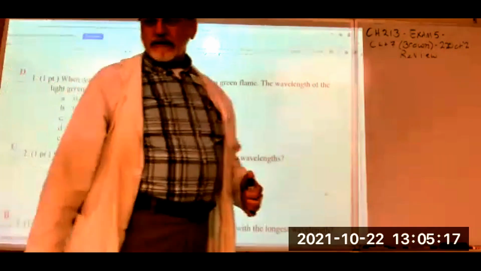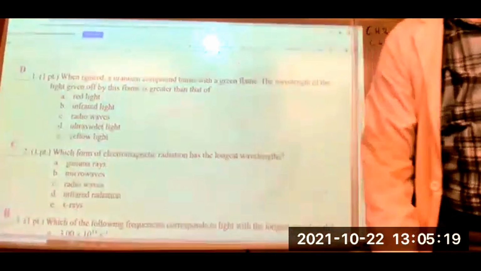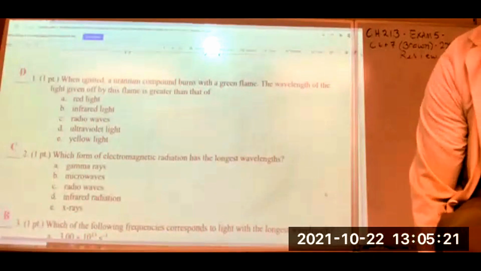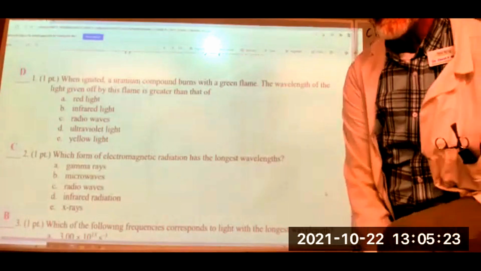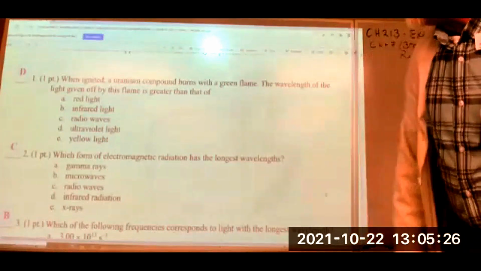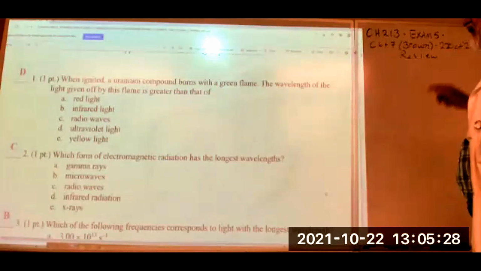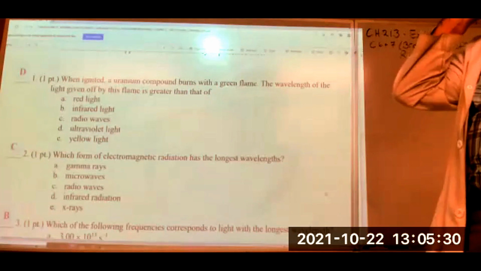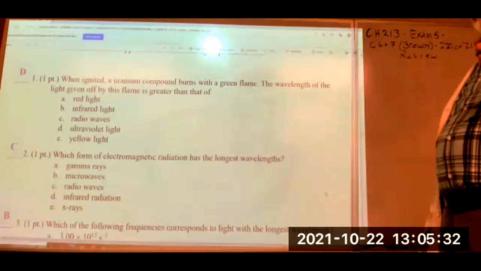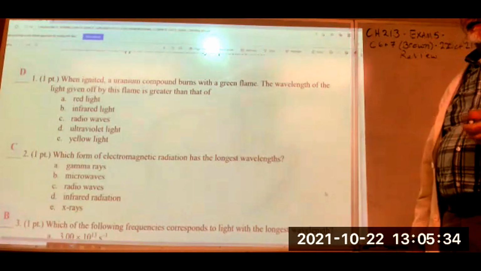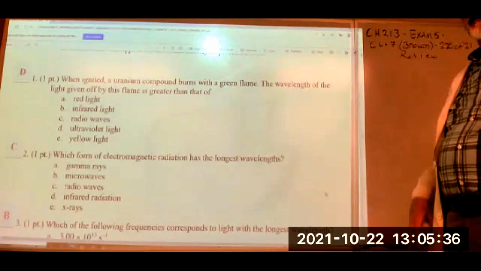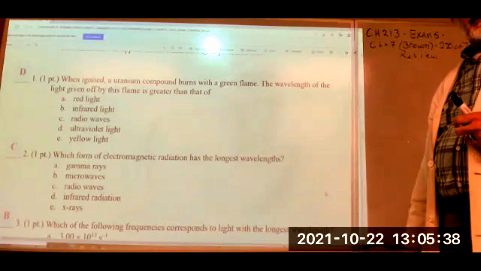All right, we've got 2 items of business to take care of today. One's review for the next exam on your chapters 6 and 7 in Brown on atomic structure and periodicity. And the other is we need to complete a lab exercise.